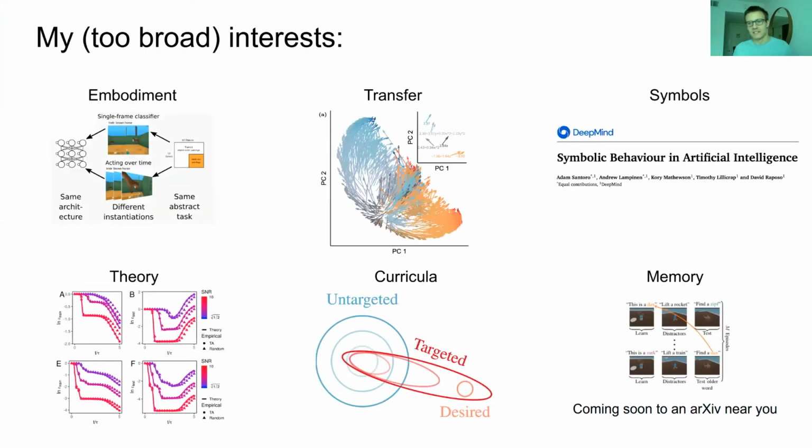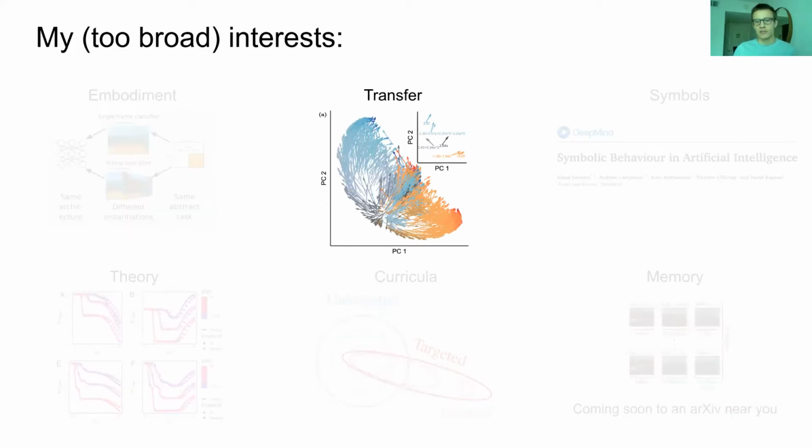You kind of already covered this, but I just wanted to share a bit about my broader interests. I've worked on a lot of projects related to issues like how embodiment affects generalization, what symbols are. I'm working on a memory project right now that I'm pretty excited about and hope to have out in a few weeks on arXiv. But today I'm going to tell you about this transfer project that I worked on during my PhD and published a few months ago.